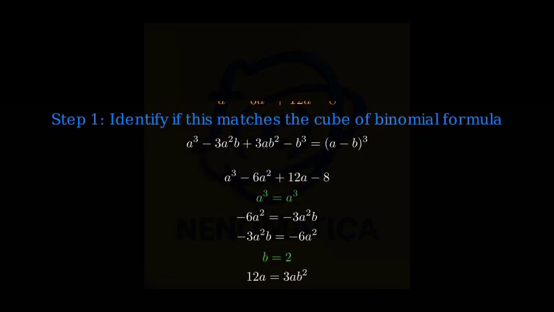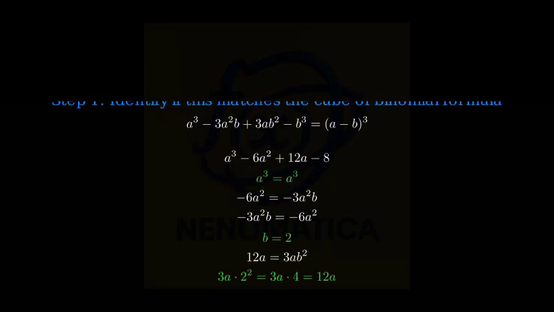Let's check the third term. We have plus 12a, and in our formula, we have plus 3ab squared. So 3ab squared equals 12a. And if b equals 2, then 3a times 4 equals 12, which confirms our value of b.